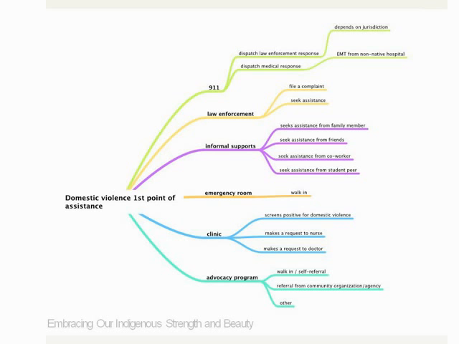And so then that becomes a first point for possible assistance. Or they could just come in possibly for another situation as well, but through the contact with either the nurse or the doctor may make a direct request for assistance for domestic violence. And then lastly on this list is the advocacy program, where they could walk in and do a self-referral, or someone's referred them from a community organization or some other means that they get connected.